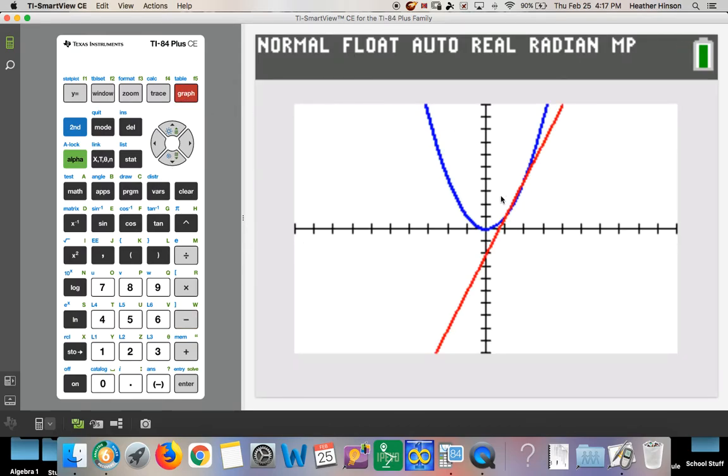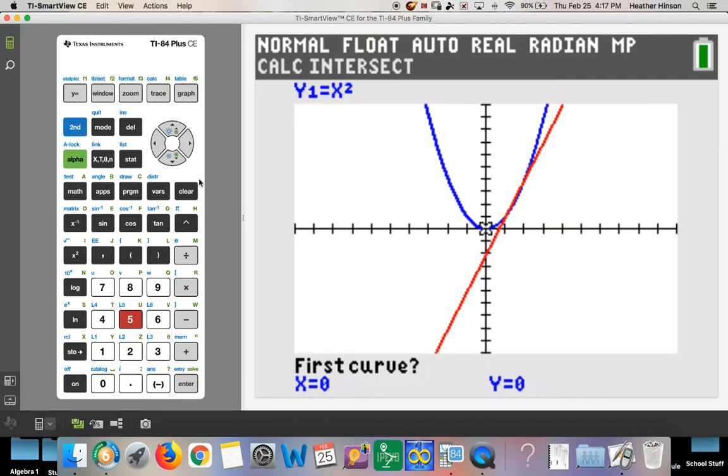And you can see where they cross. So we do second trace 5 to find their intersection points, and just enter until you see the word intersection. So we know it crosses at x equals 1.